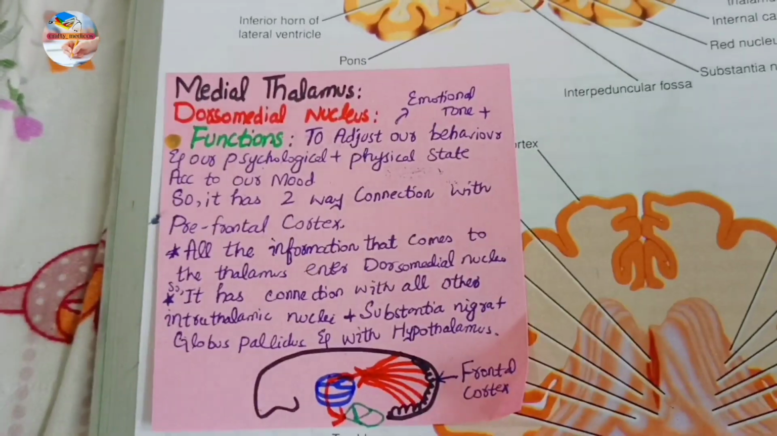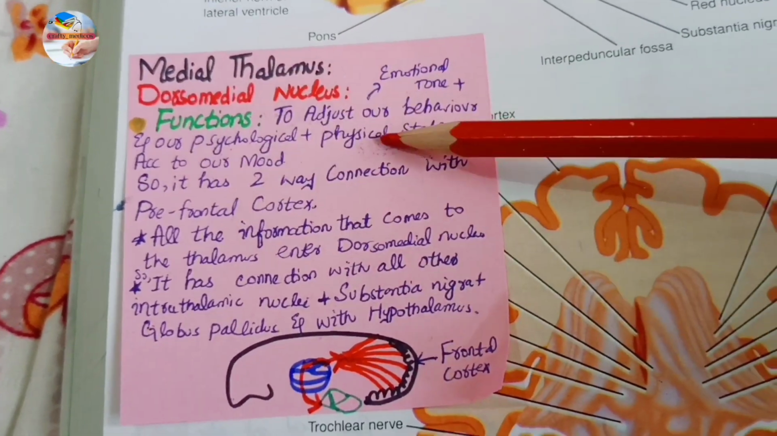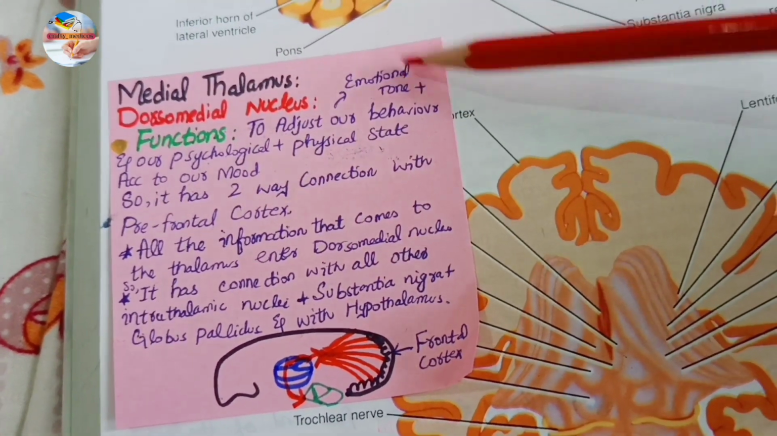Now let's see the medial part of the thalamus. The medial part of the thalamus contains a single nucleus, that is the dorsomedial nucleus, and its function is to adjust our behavior and our psychological and physical state according to our mood.